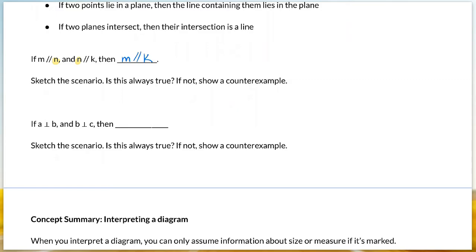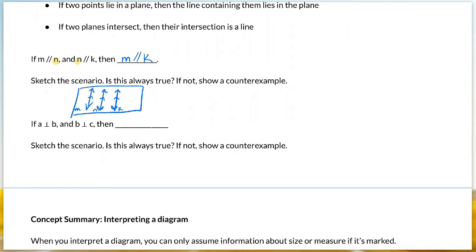If we had this in a plane together, let's draw a plane. And if M is parallel to N, that means that they are facing the same direction. They're never going to cross. They have the same slope. And if N is also parallel to K, well, then M and K will also be parallel. This actually has a title. It's called the transitive property of parallel lines. So when they're coplanar, that is working.